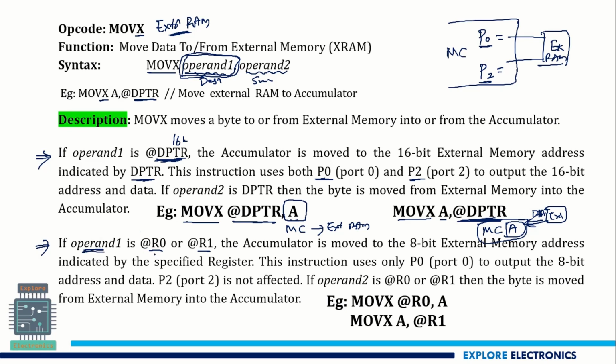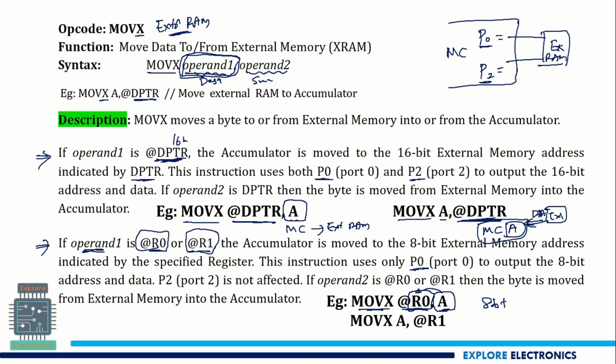Similarly, if the operand is R0 or R1, then what happens? Here you can observe MOVX @R0, A. Here we are taking the A value. A value will be an 8-bit value. We need to put that into the address specified by R0. Here R0 is specifying the address, and this instruction uses port 0.